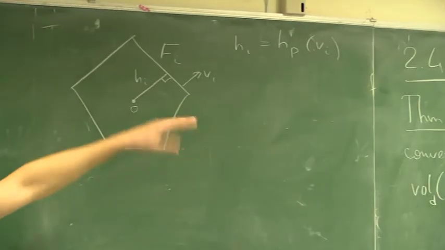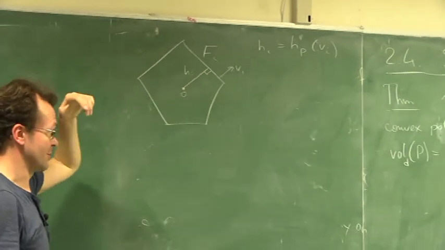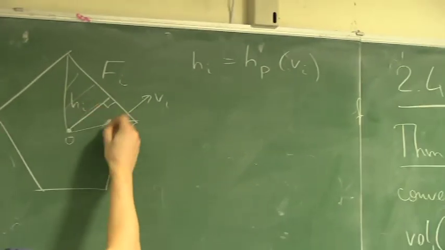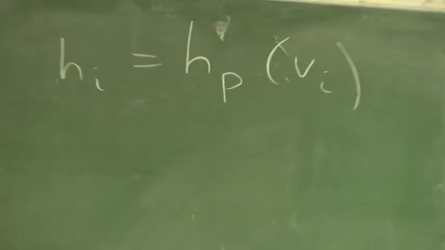Well, that's a lot of notation, but the picture actually explains everything. It also explains the formula because the area of this triangle is equal to 1/2 h_i times F_i, right? That's the proof of the formula.